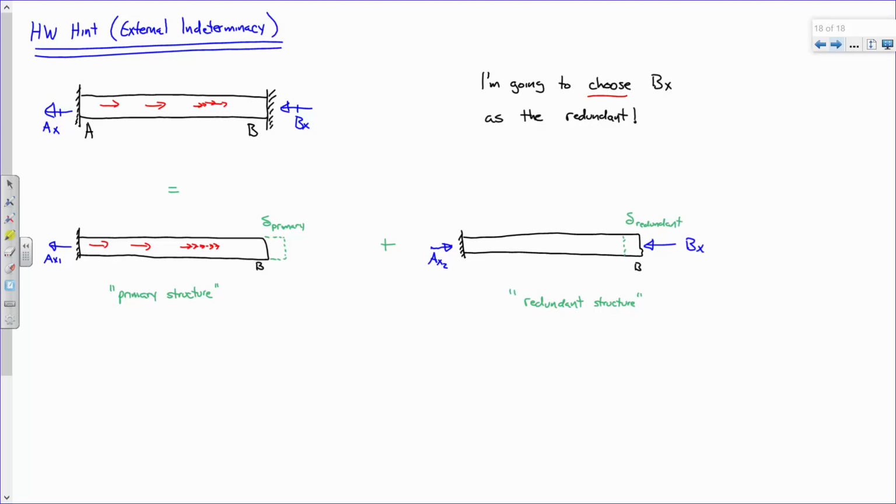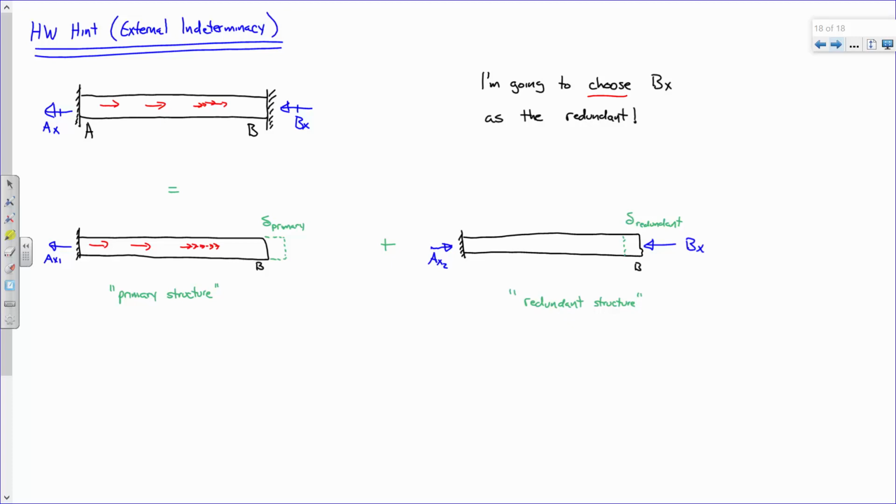What can you tell me, when it's all said and done, about delta primary and delta redundant? They're equal, all right? And so what you can do is set delta primary equal to delta redundant, and you can use that to solve for Bx. Then you go back to the original structure, sum horizontals in the x direction to get Ax.